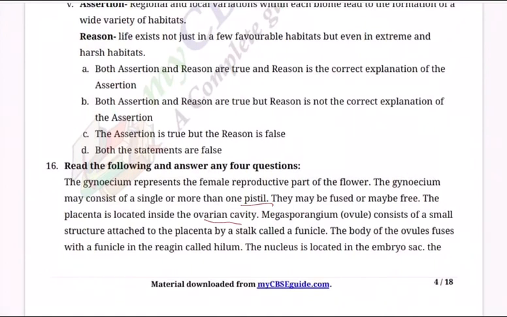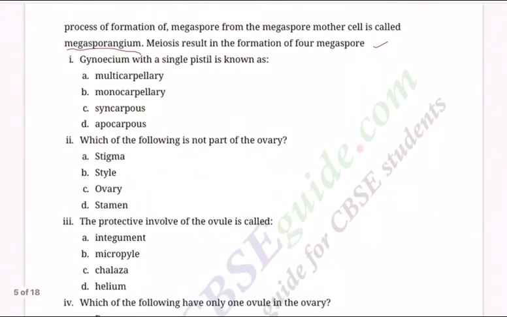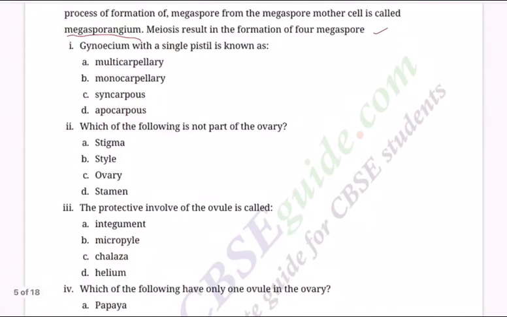Megasporangium consists of a small structure attached to the placenta by a stalk called funicle. The body of the ovule fuses with the funicle in the region called hilum. The nucellus is located in the embryo sac. The process of formation of megaspore from megaspore mother cell is called megasporogenesis. Meiosis results in the formation of 4 megaspores. So this is the case that is given, followed by questions. Out of the 5, you need to answer 4.